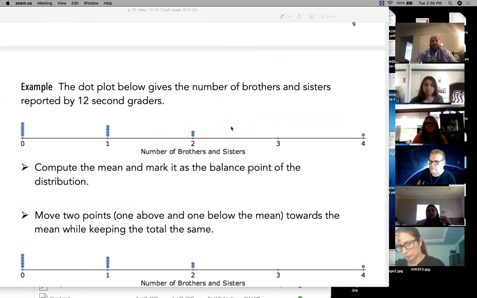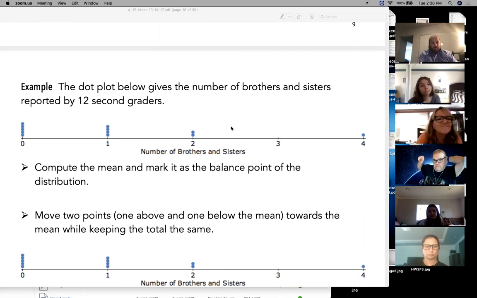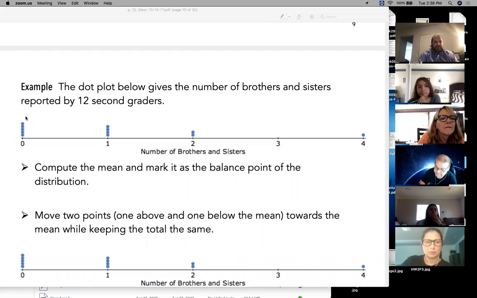The dot plot below gives the number of brothers and sisters reported by 12 second graders. If you count how many dots are there, there should be 12 dots, correct? How many of those 12 students had no siblings? These 5 dots are the 5 students who had no siblings. 4 students had 1 sibling. 2 students had 2 siblings, and 1 student had 4 siblings.